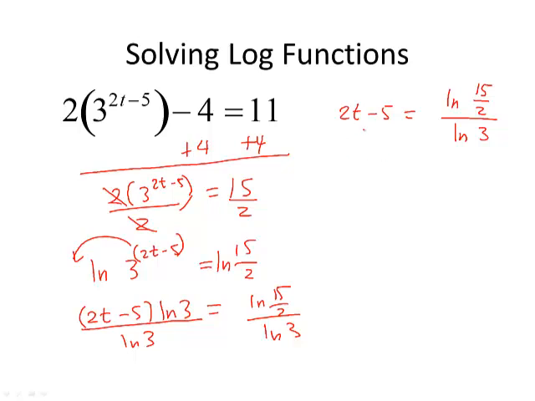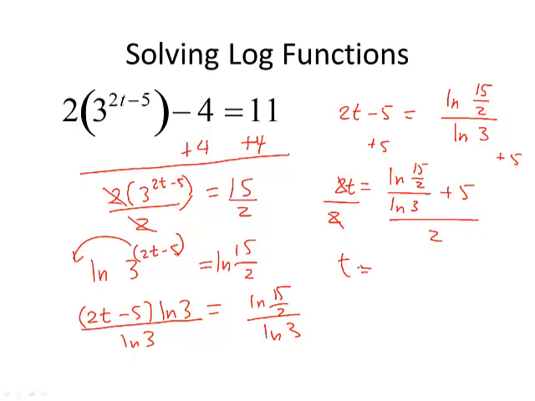Okay, so here we go. Finishing this off, I get 2t is equal to, add the 5, so there's a natural log of 15 over 2, all over natural log of 3 plus 5. Divide everything by 2. And then I get approximately 3.417. Okay, if you didn't get this, then you probably just not using your calculator properly.